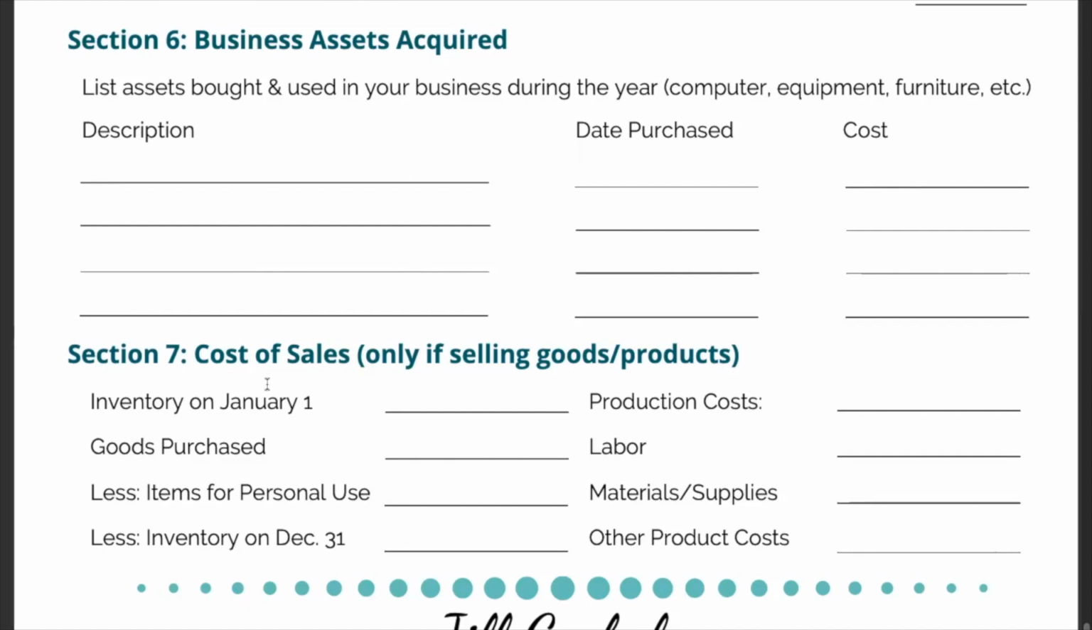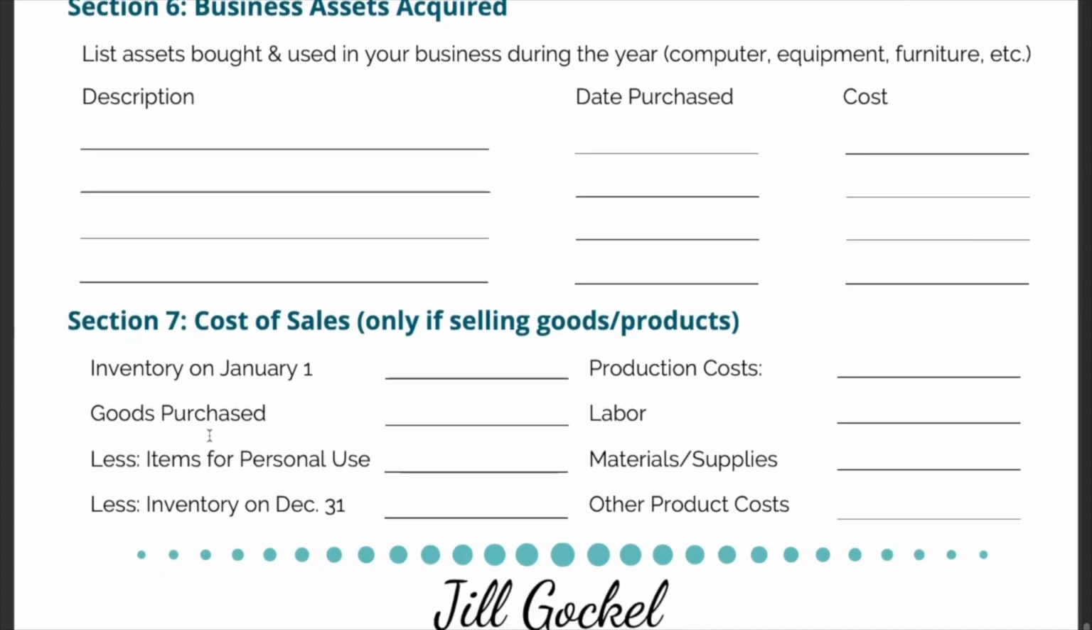And then if you are selling goods or products and you are keeping an inventory of those, or you are producing those, you are creating them yourselves, then you want to have inventory that you had on January 1st, the goods that you purchased, less the items that you used for personal use, less the inventory that was left on December 31st, production costs, labor, material and supplies, other product cost. So remember, this is only if you're selling goods and products and you are either keeping an inventory or you are producing them yourself.